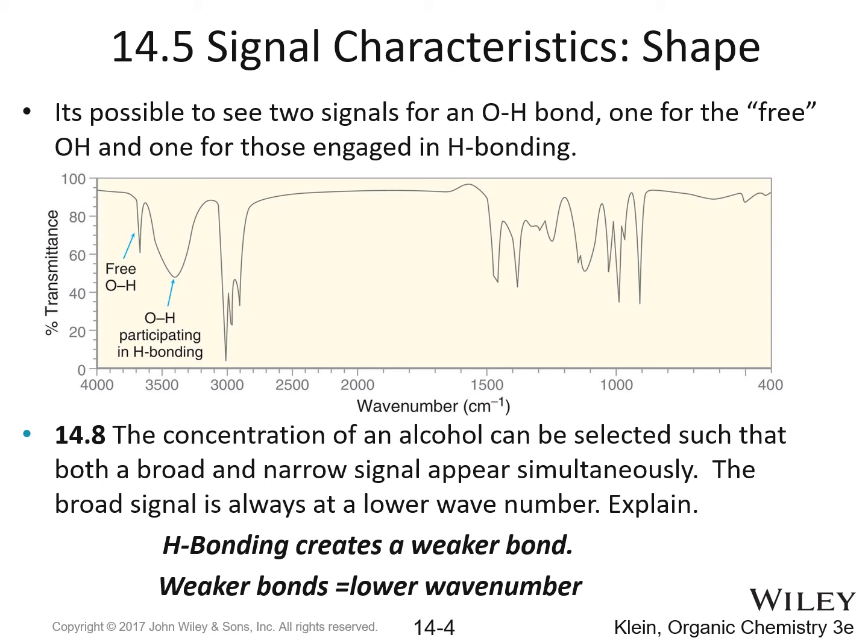So in problem 14.8, it says the concentration of an alcohol can be selected such that a broad and narrow signal appear simultaneously. The broad signal is always at a lower wave number. Explain. Well, that's because this very broad OH peak stabilizes and weakens the bond, therefore shifting it to a lower wave number.